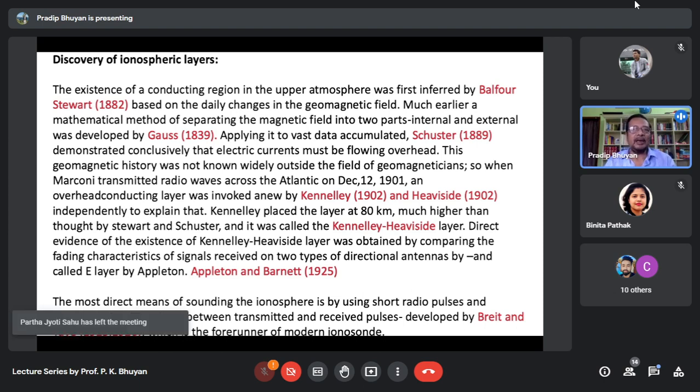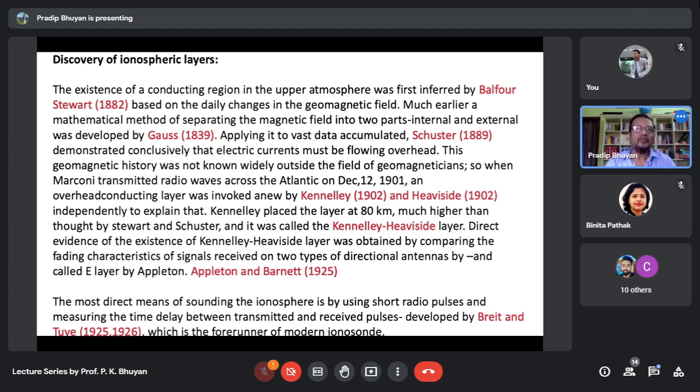By doing that, they found that these pulses come back from somewhere above the Earth's surface. And by knowing that time difference, they could also calculate the height of the atmosphere, or as we now know, the ionosphere, from where the pulses came back.